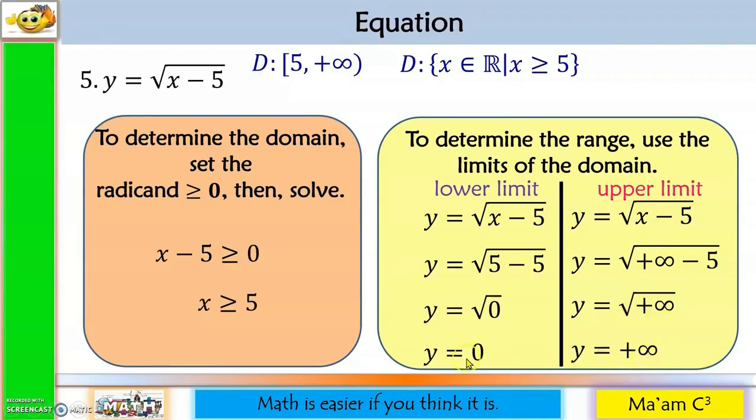So our lower limit is 0. Our upper limit is positive infinity. This will be our range from 0 to positive infinity. So in set builder notation, that would be values of y that are greater than or equal to 0.